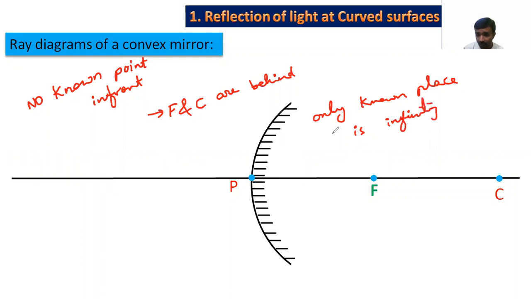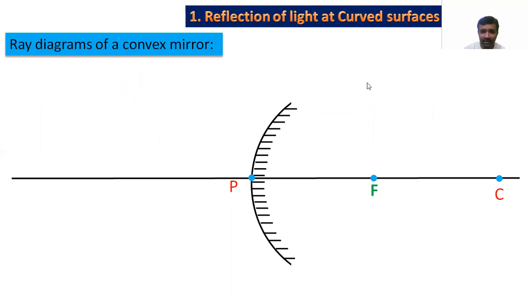So the object position is always possible between infinity and the pole. So only one ray diagram is possible for the convex mirror, that is in between infinity and the pole. So always the object is placed in front of the mirror above the principal axis. That is the position of the object. So for that, we are completing the ray diagram now.